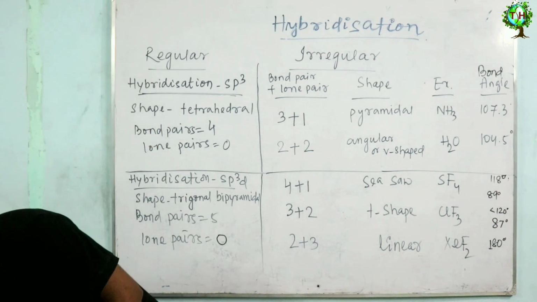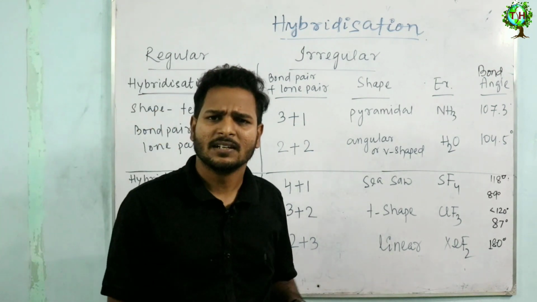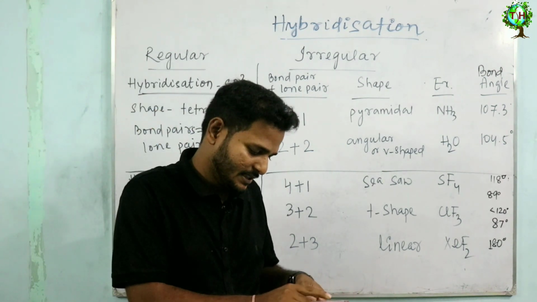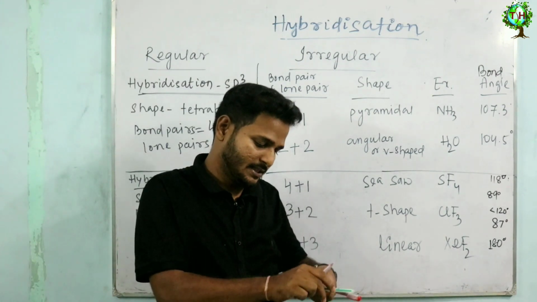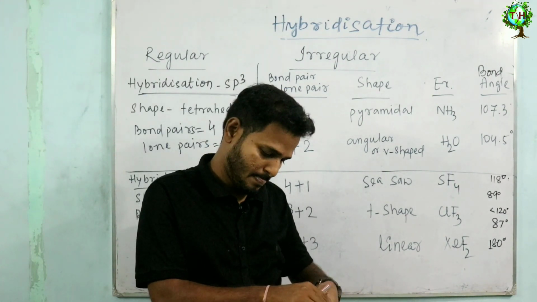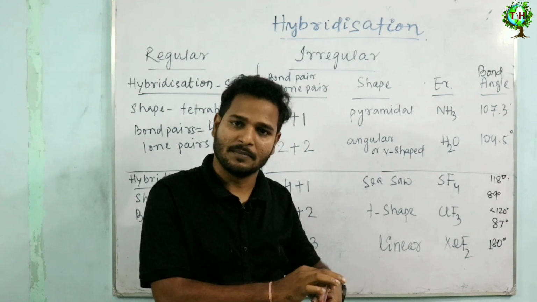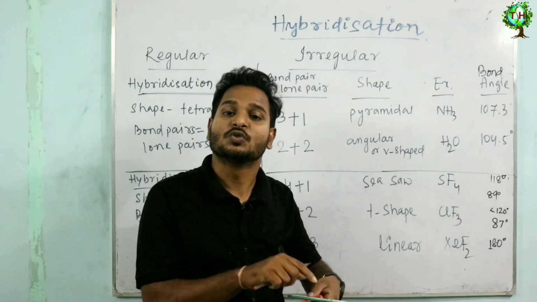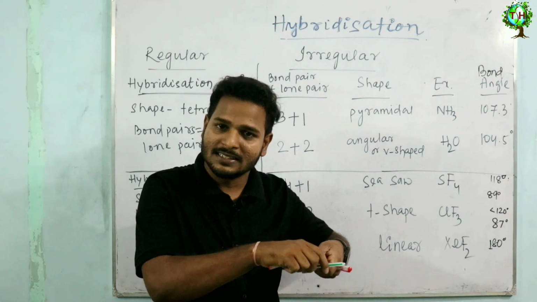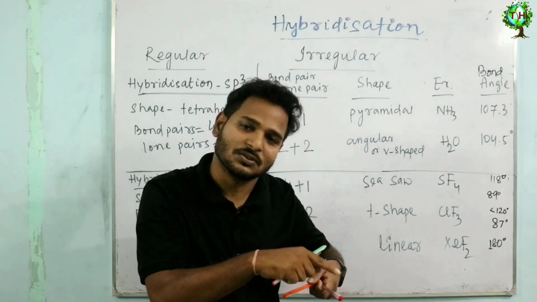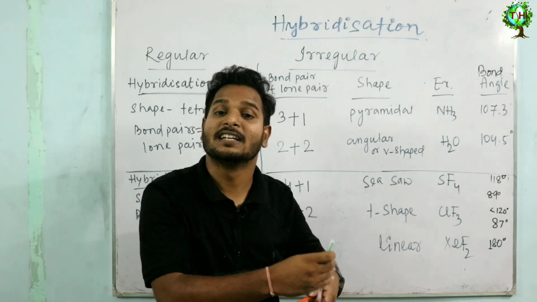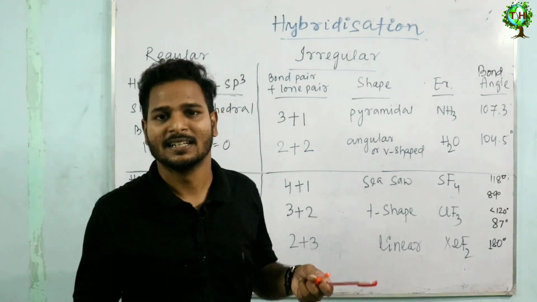Now I compare with sp3d hybridization with 5 bond pairs, which is a regular geometry. I told you earlier, when sp3d has 5 bond pairs, it is a trigonal bipyramidal structure. Trigonal, say triangle, and it is a bipyramidal structure. And there are 2 sites. One is the equatorial site and the other is the axial site. The angle between equatorial sites is 120 degrees, and between axial and equatorial sites is 90 degrees.